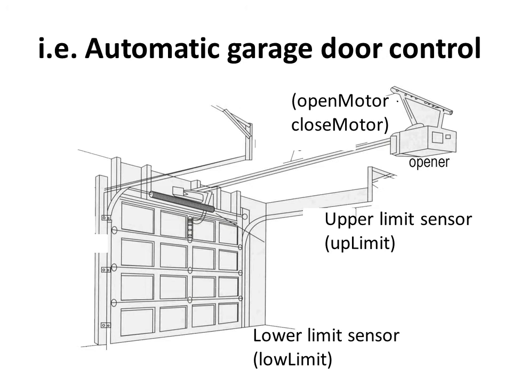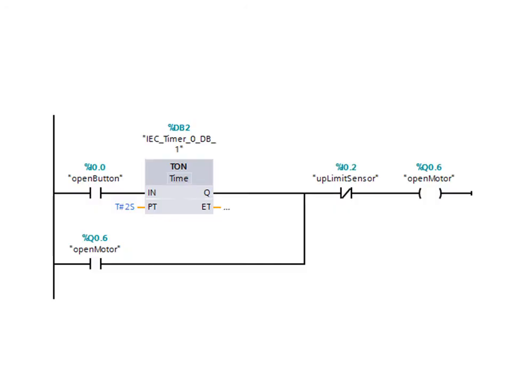So for this, let us consider that we have our controller properly tagged, in which the motor has the open motor function and the closed motor function. This is the tag I am using. It could be any. We have an upper limit sensor that is called up limit, and the lower limit sensor, which is low limit. Alright, so let's analyze the first network.